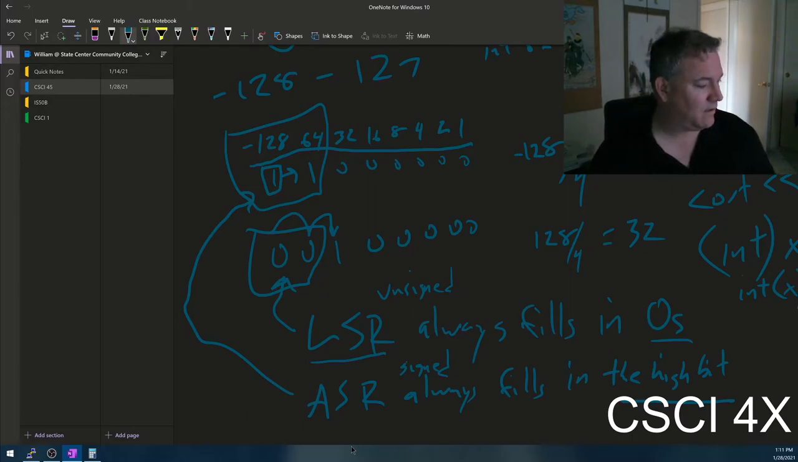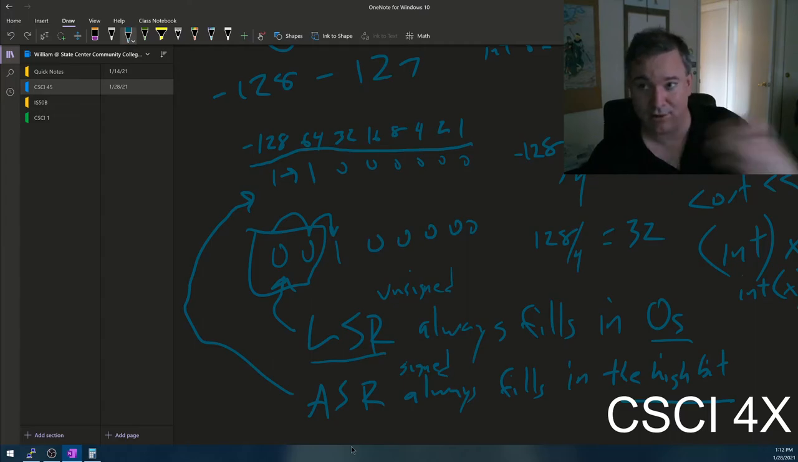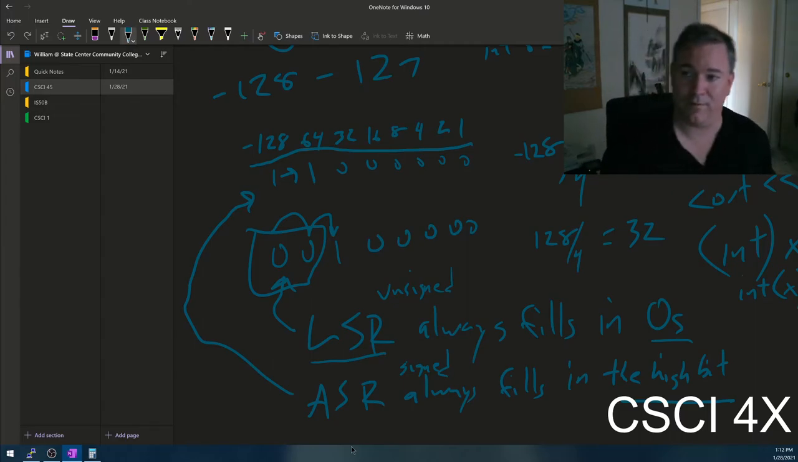Okay. Using LSR guarantees a positive number. ASR works with both positive and negative numbers, right? Because remember, a signed integer can be positive. You can have 10 or you can have negative 10, right? It just needs to know when this bit is set, does that mean a positive number or a negative number? Because it actually makes a difference to the result.